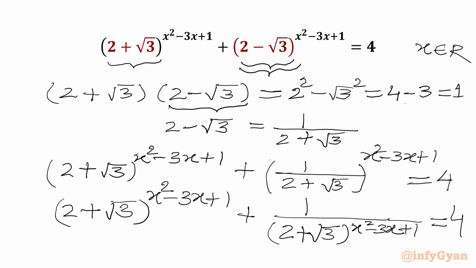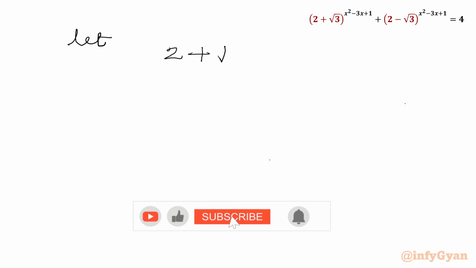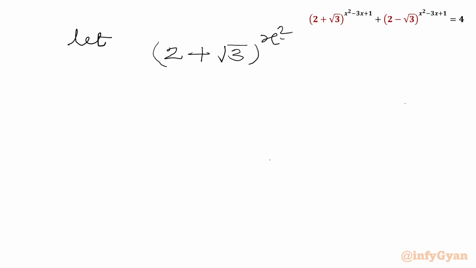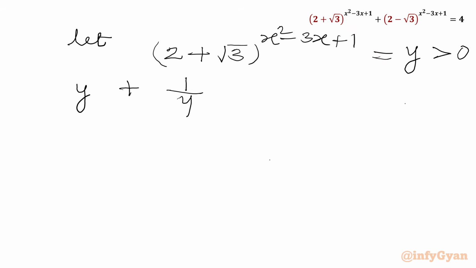Now we'll use substitution. 2 plus root 3 with power x square minus 3x plus 1 equal to y. So let us assume 2 plus square root 3 with power x square minus 3x plus 1 suppose equal to y. For x to be real, y must be positive. So we can write our equation y plus 1 over y equal to 4.